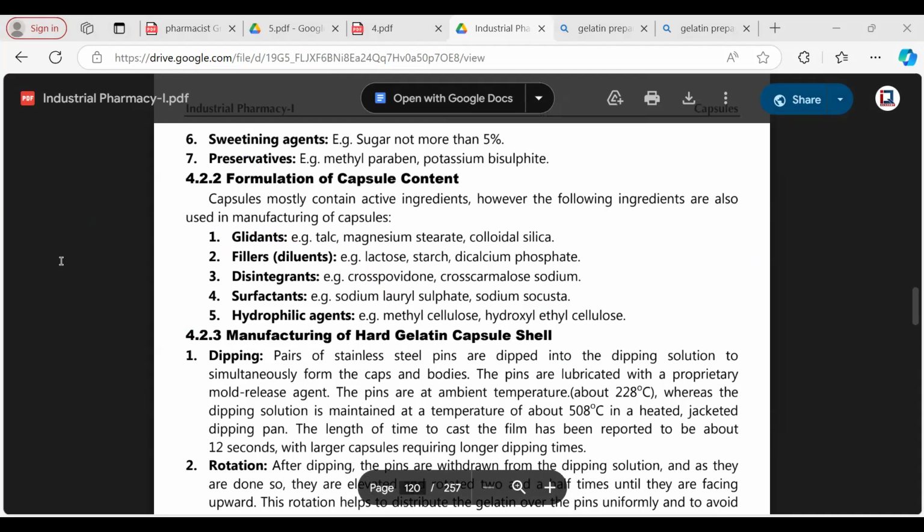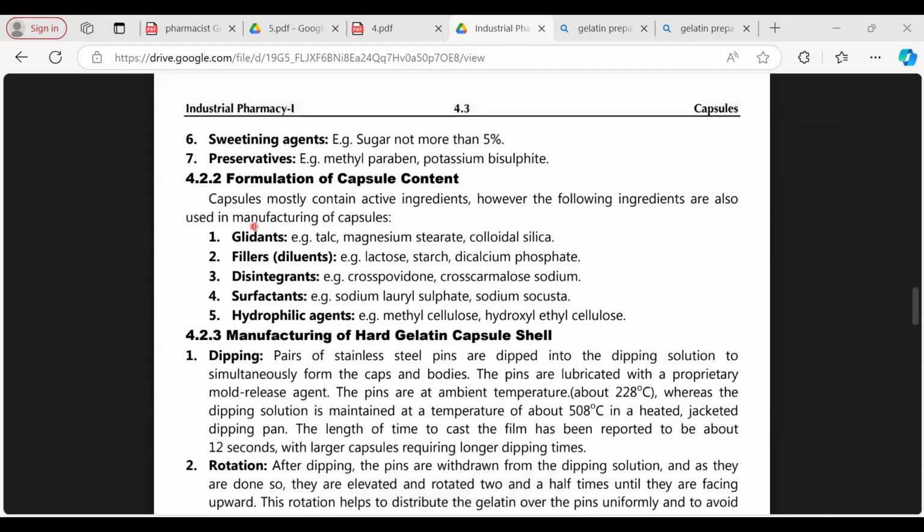After the shell, what should the content have? Glidant, because you are filling the capsules with the powder or granules. So you need to improve the flow properties. See, if the powder or the granules are not flowing well, if their flow properties are not excellent, just passable, there will be weight variation in the capsules. In order to avoid the weight variation in capsule filling, and to get content uniformity in the capsule, you need to maintain the flow properties. And what was the experiment used to assess the flow properties?